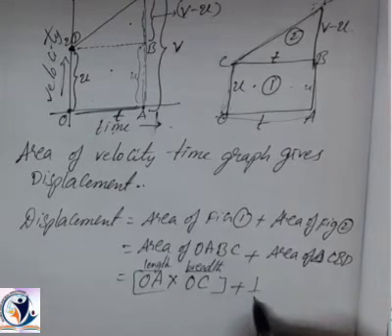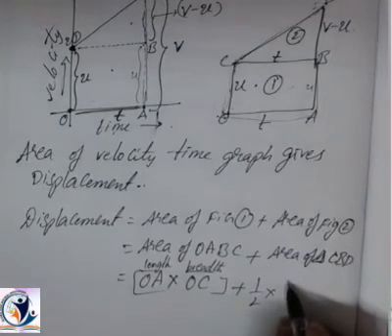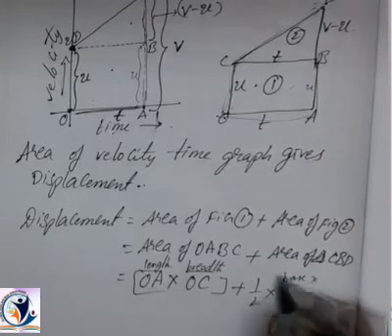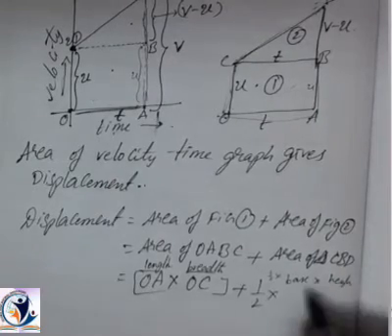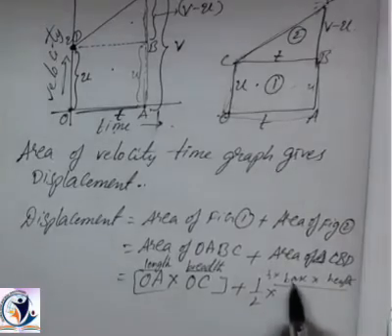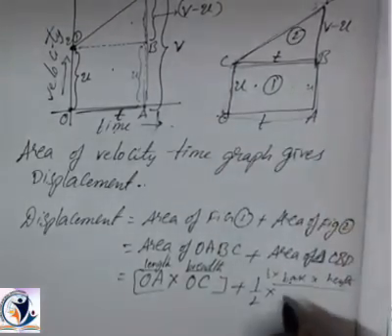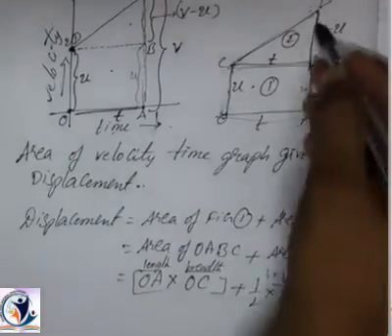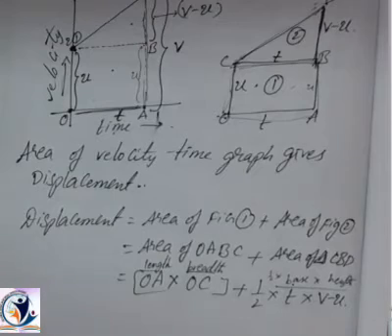Now area of triangle is half into base into height, right? So what is my base over here? So half into base into height. This is my formula. I am just writing it on the top to make you understand. So what is the base over here? T is the base. And height is what? V minus U is the height.